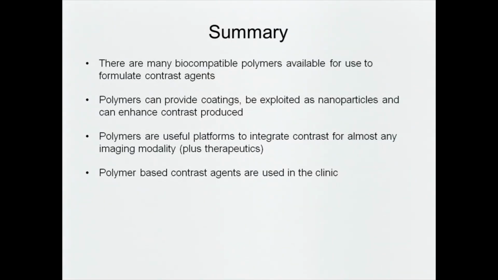So just to summarize, there are many different polymers that you can use to create your contrast agents. You can use these polymers as coatings. You can use them as matrices to embed your contrast-generating materials in. They can have nanoparticle properties. They can enhance the contrast that you observe. They're very useful platforms to integrate multiple different types of contrast in one platform, potentially also integrating therapeutics such as the drugs mentioned by the previous speaker, or other types of therapeutics. And there are several agents based around polymers that are used in the clinic.